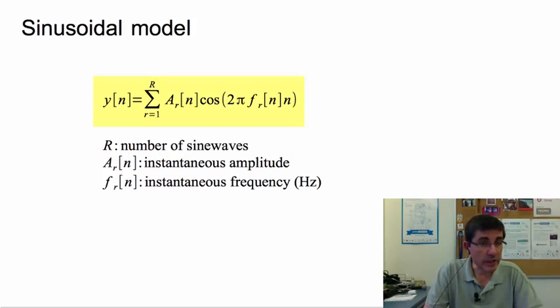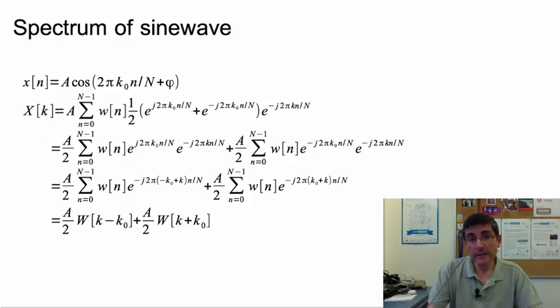So this equation, we have seen it before, but here we are emphasizing two aspects. One is the idea of summing a finite number of sinusoids, capital R. So we have capital R sinusoids, and each of these sinusoids is time varying. It has an instantaneous amplitude and a frequency value that changes in time, so changes as a function of the time index n. But we're interested in modeling the sinusoids in the frequency domain, in the spectrum.